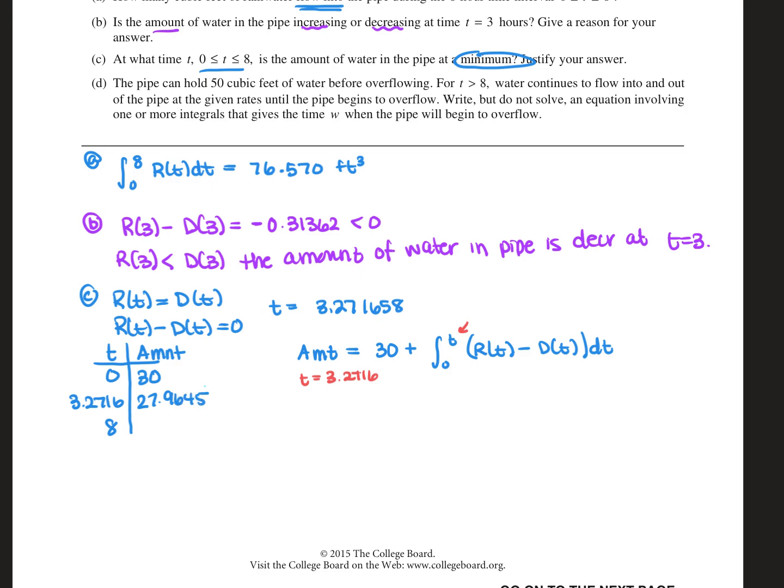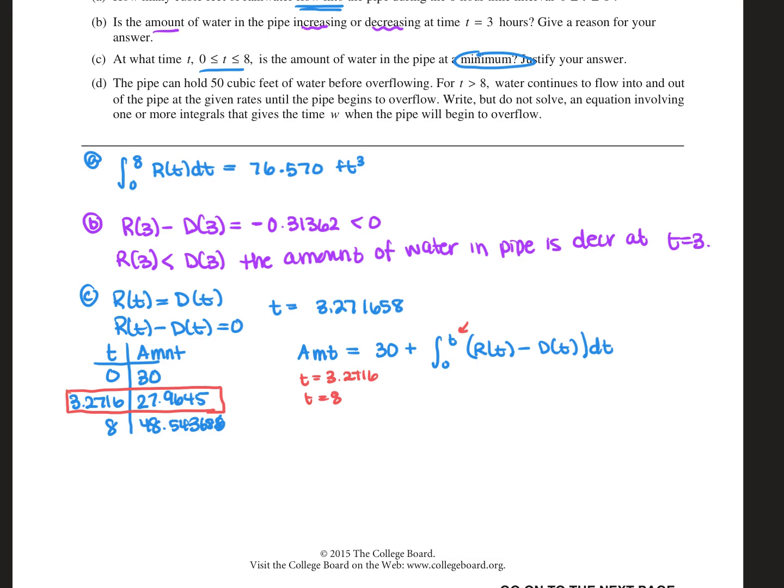When we do that, we get 27.9645. And then we'll do the same thing for the next one. We'll plug in t equals 8, and you'll get the value 48.54386. So it asked for which one was a minimum. You can clearly see right now, this is the one with the smallest amount. So that's our answer.